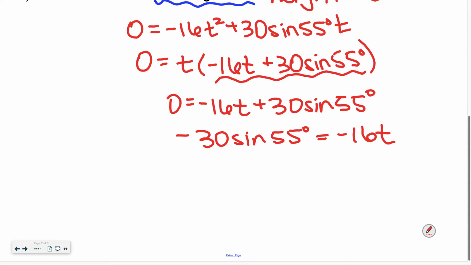Okay, so we would subtract 30 sine of 55 over. We would divide by the negative 16. Tell me what you get. Let's go with 2.